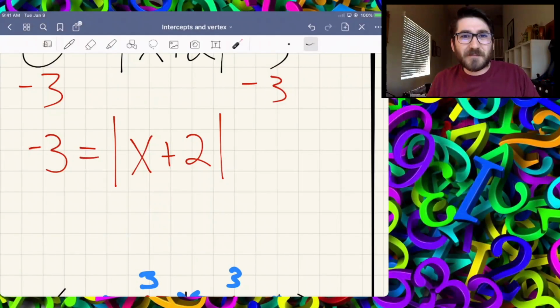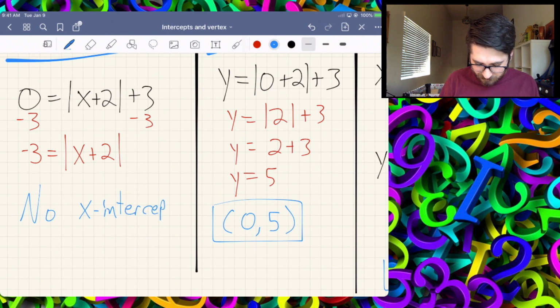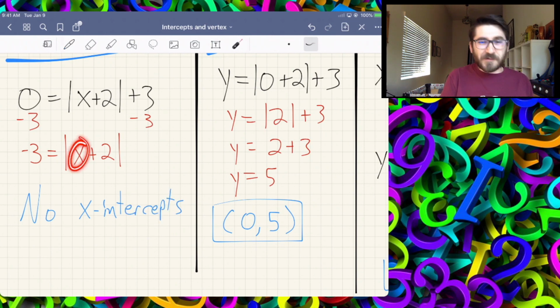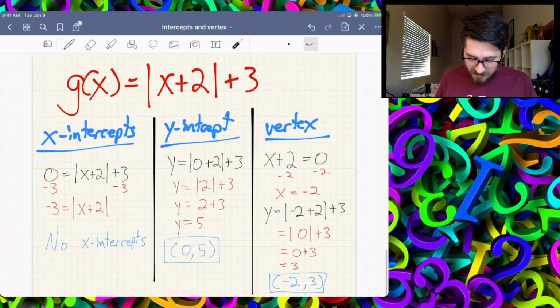So when we see here that the absolute value of x plus 2 equals a negative 3, this is basically nonsense. We can't have a distance be a negative value. There are no x-intercepts. And that's because there is no value of x that will ever make that equation true. So, we have no x-intercepts, we have a y-intercept at 0, 5, and a vertex at negative 2, 3.